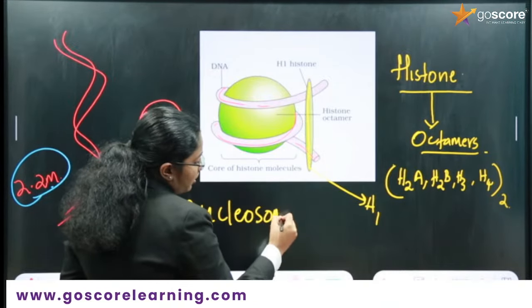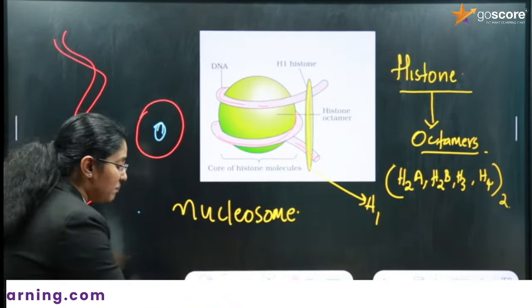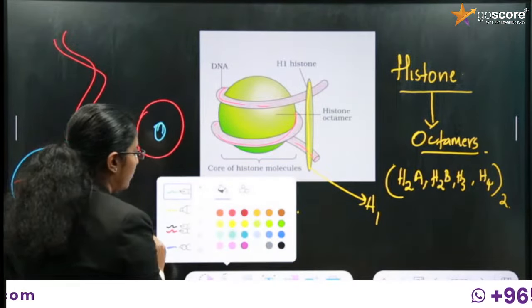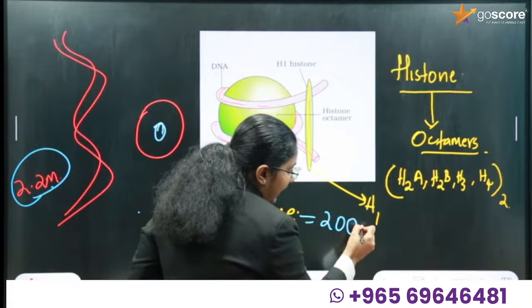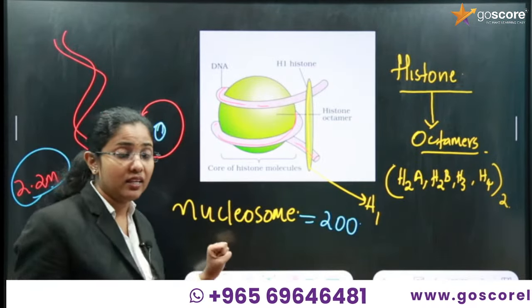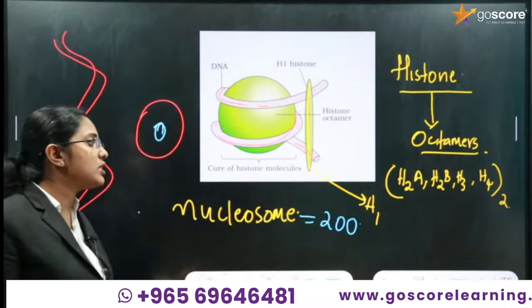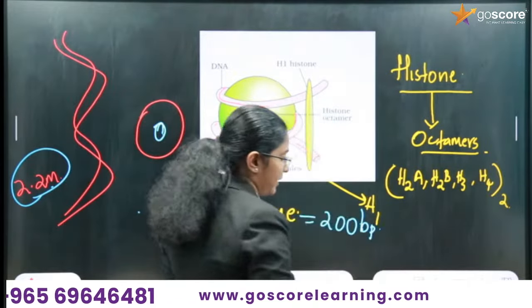Okay, what is the structure known as? The structure is known as nucleosome. How many base pairs will be present inside the nucleosome? 200 base pairs will be present in each nucleosome.